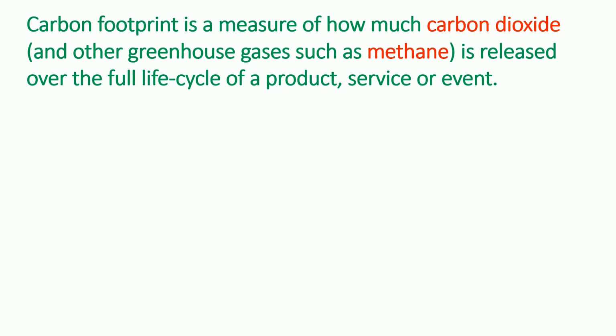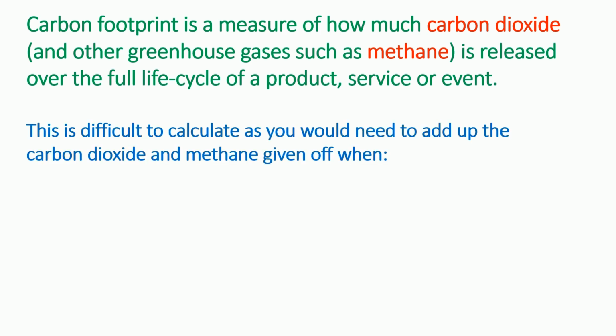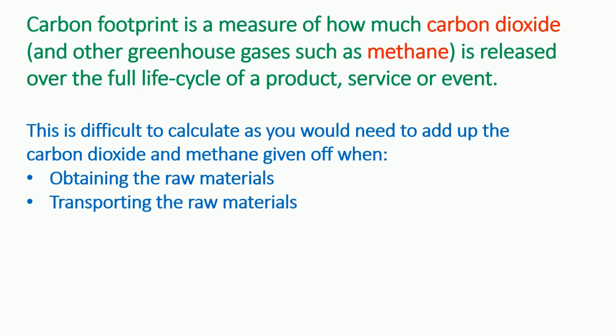So we could be talking about a product like a toaster, or we could be talking about a big event like Glastonbury. Now it's difficult to calculate the exact carbon footprint because if we were thinking of something like a washing machine, you would need to add up the carbon dioxide and methane given off at the different stages. For example, when obtaining the raw materials, when transporting the raw materials, that could be metal from one part of the world, rubber from a different part of the world, and something like plastic from another continent.